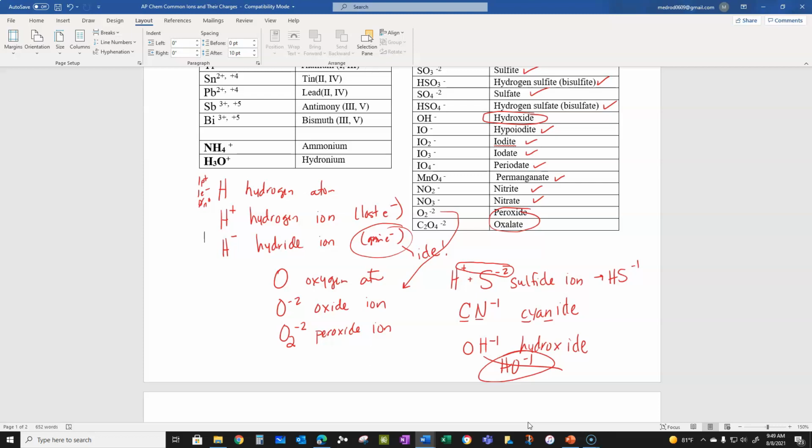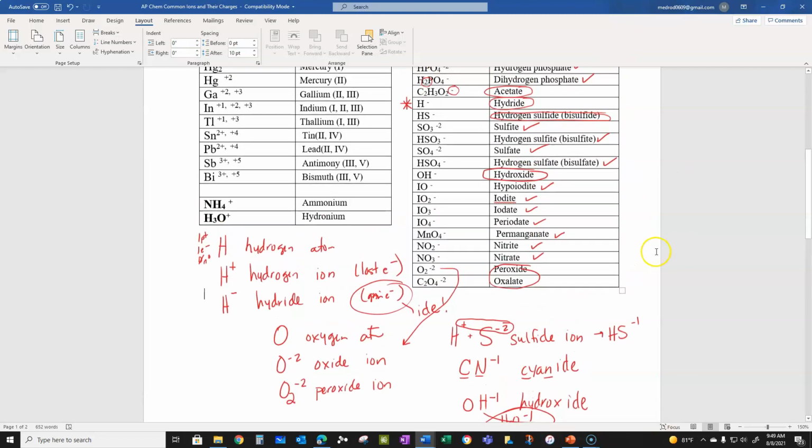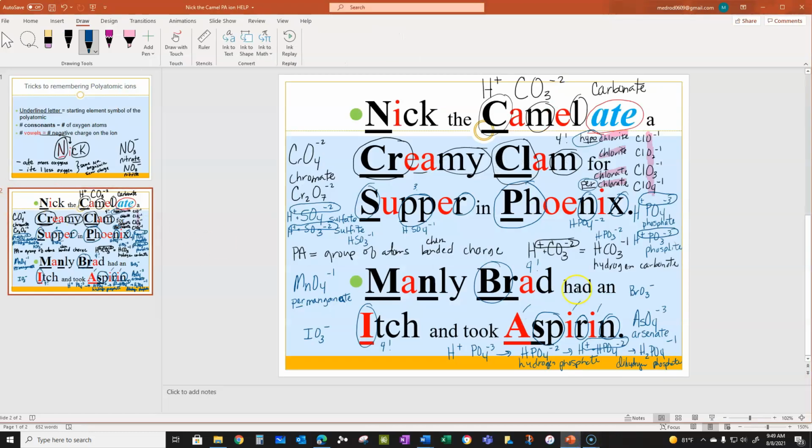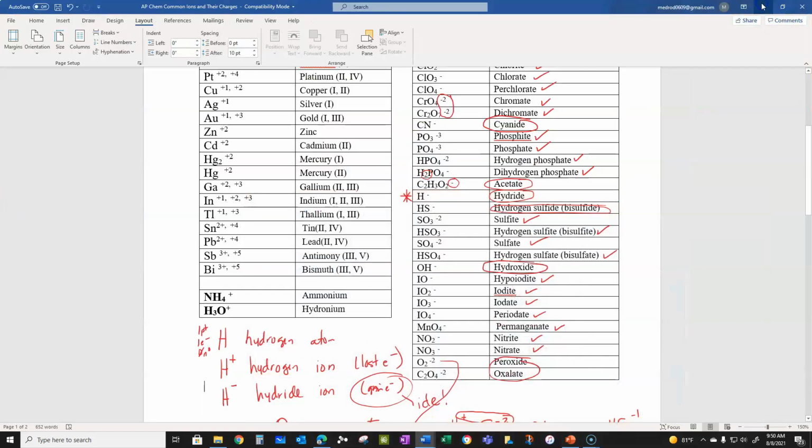Oxalate, we don't see it too much, but I do have it on your list. Okay? C2O4, negative 2. So, ladies and gentlemen, you got probably 80% of this done with our cool Nick the Camel trick, okay? But eventually when you go throughout AP, you're not even going to need Nick the Camel because we're going to use them so much, you're going to already have them in your brain, okay? But for this first test, this polyatomic test, it's something there that should help you to assist you, okay? Hopefully that was helpful, ladies and gentlemen.